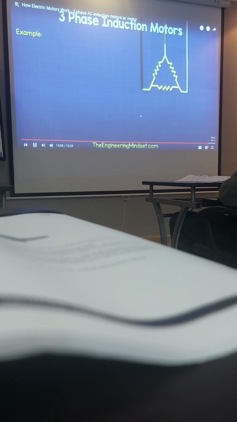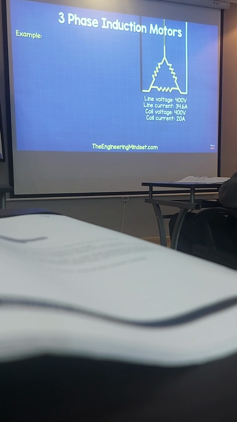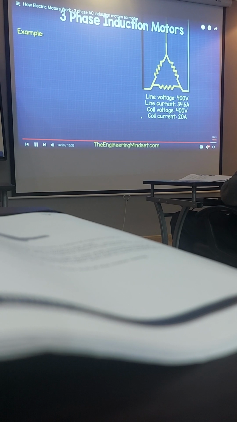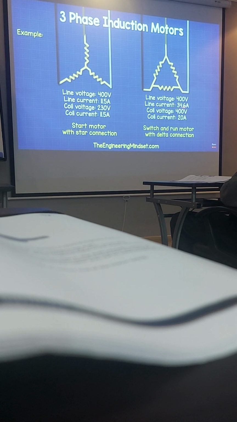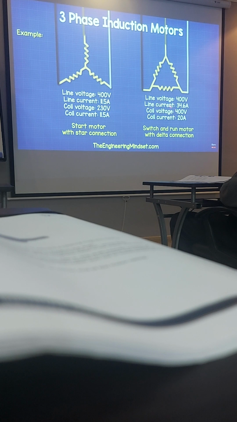So we can see from the delta configuration, the coil is exposed to the full 400 volts between two phases, but the star configuration is only exposed to 230 volts between the phase and the neutral point. So the star uses less voltage and less current compared to the delta version.